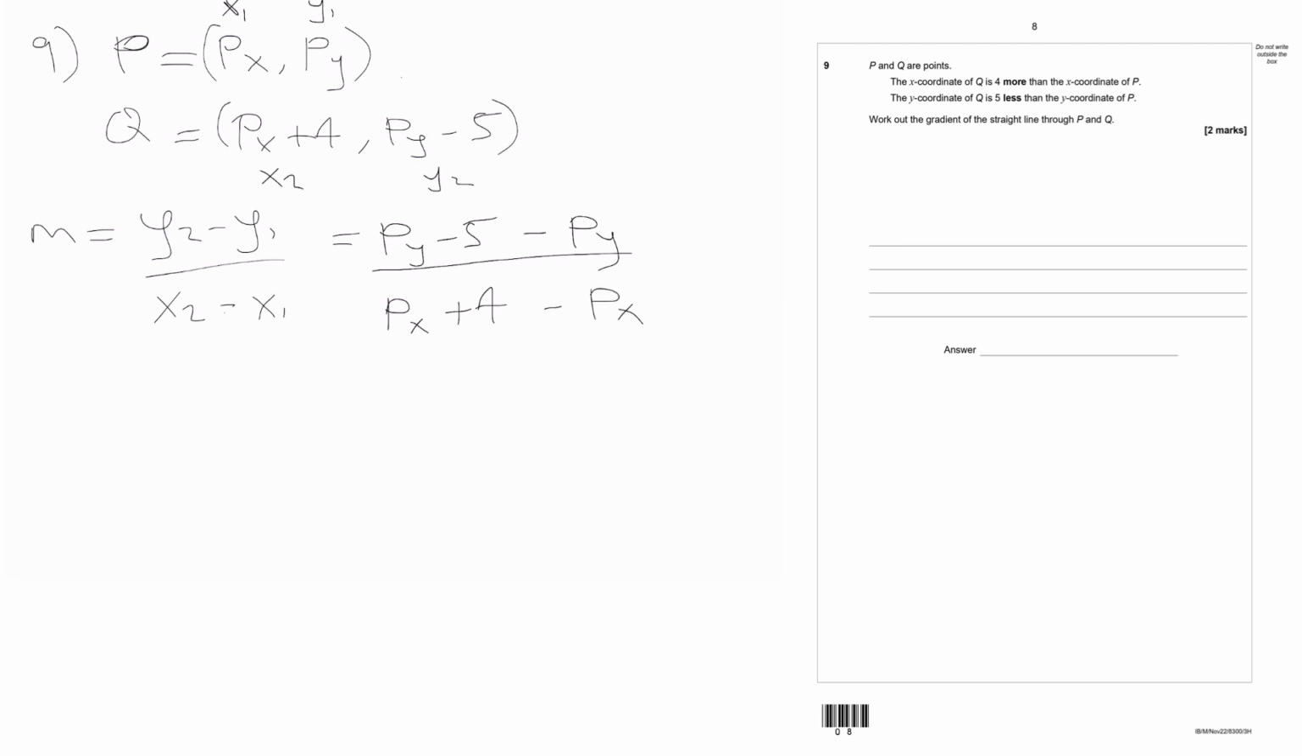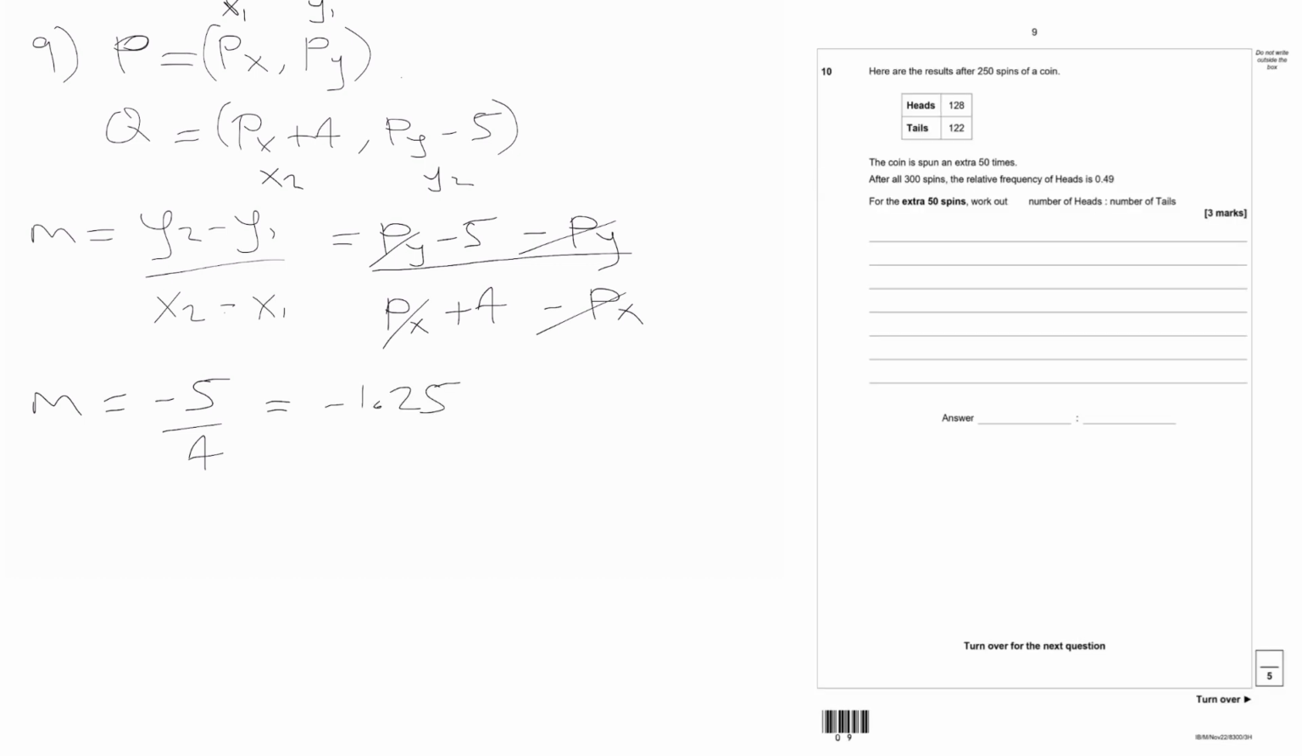So we can see here on the top, the P of y and minus P of y cancel, and on the bottom the P of x and minus P of x cancel. So our gradient is simply minus 5 over 4, which in decimal form is minus 1.25. So moving on to question 10.